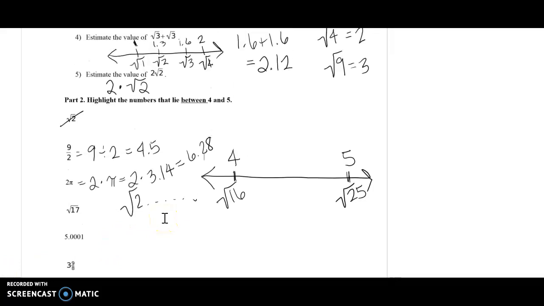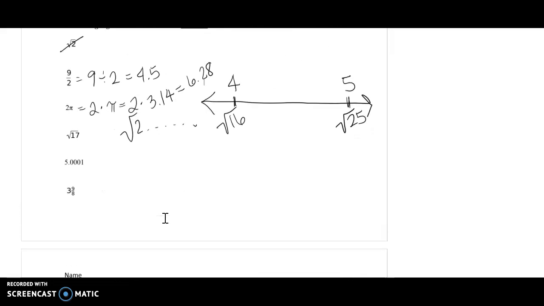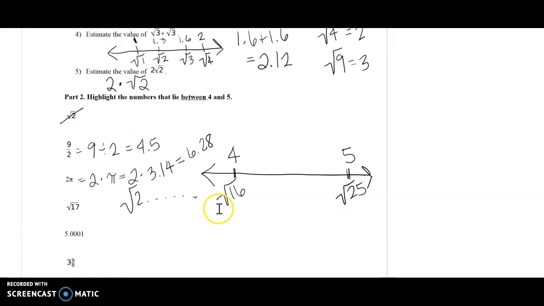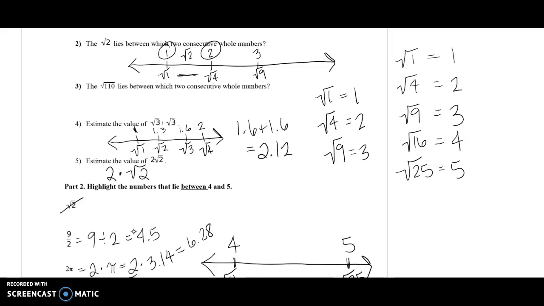So that kind of sums up how to work through this worksheet. We're really wanting to visualize the number line and keep in mind these perfect squares that we know. The square root of 1, which is 1, the square root of 4, which is 2, square root of 9, which is 3, square root of 16, which is 4, square root of 25, which is 5, and that's about as far as our numbers we're using today.